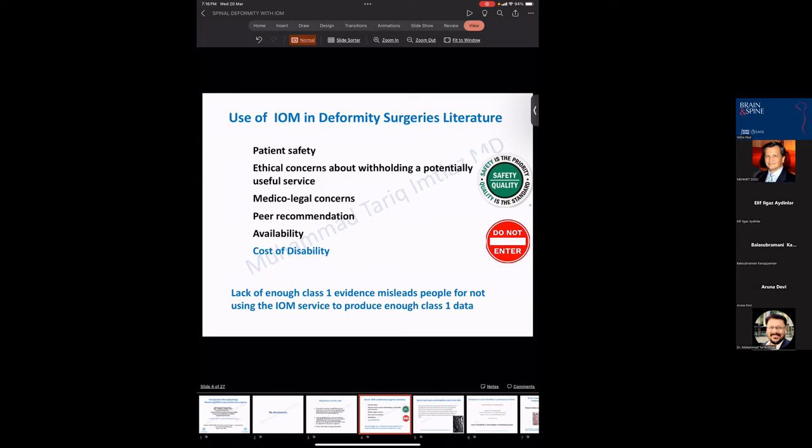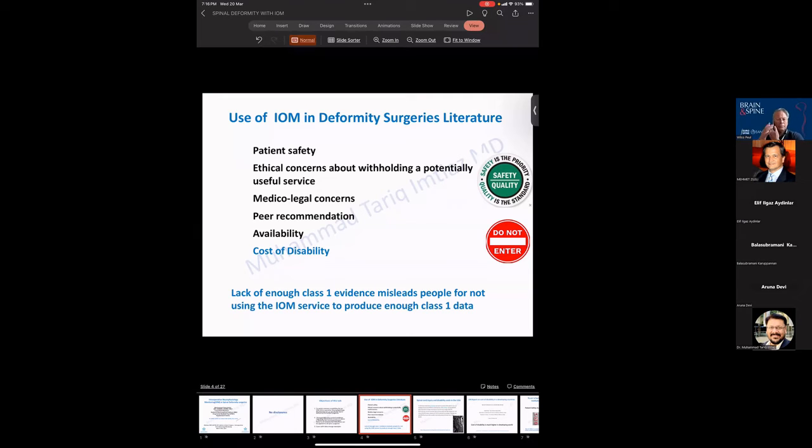Then, of course, there are medical-legal concerns of using or not using neuromonitoring, whether the deficits were preventable or not. This is another aspect, especially in countries where the medical-legal laws are strict. And peer recognition, like these conferences, is educating people about neurophysiology or intraoperative monitoring. Then we discuss the availability of trained staff. I will briefly discuss the issue which Professor Aleph raised in the first talk, the cost of disability.